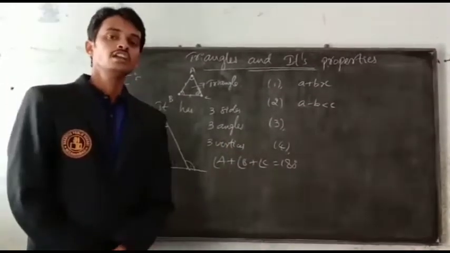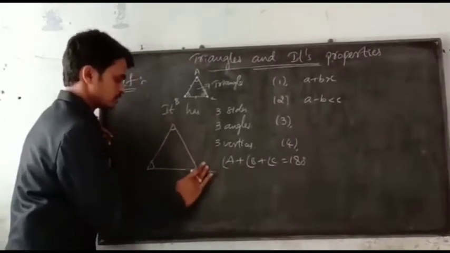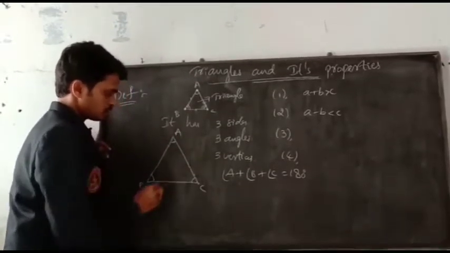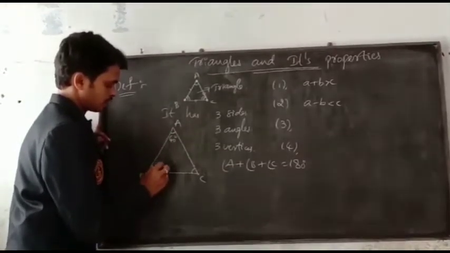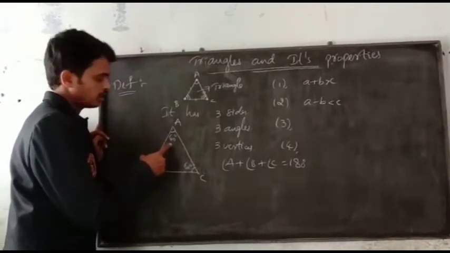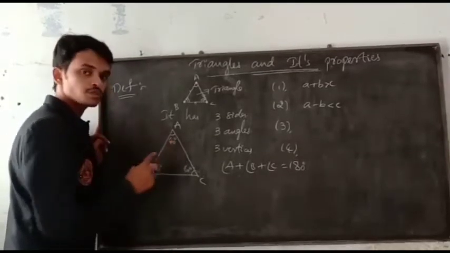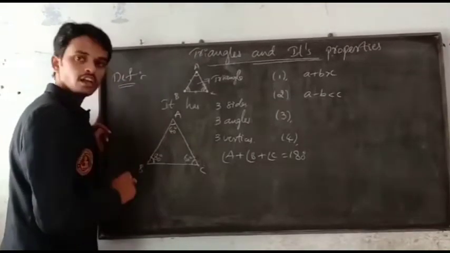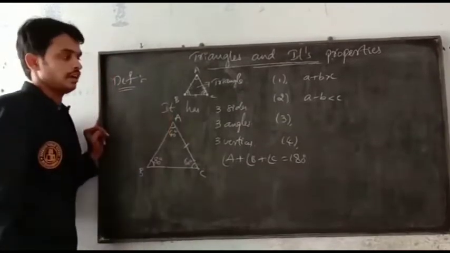Next, the fourth one. In a triangle, for example, I am taking triangle ABC. Angle A is 40 degrees, angle B 80 degrees, and angle C 60 degrees. 60 plus 40 is 100, 100 plus 80 is 180. Among these three angles, which is the greatest angle? Angle B is the greatest angle. So in a triangle, the side opposite the greatest angle is also the greatest side.